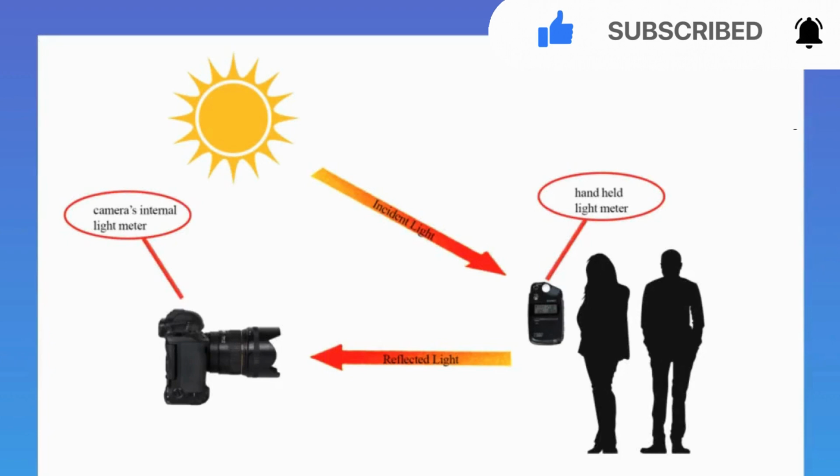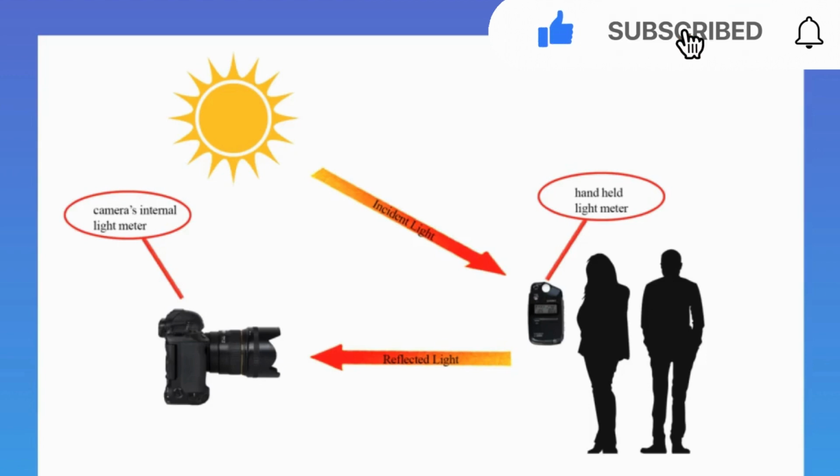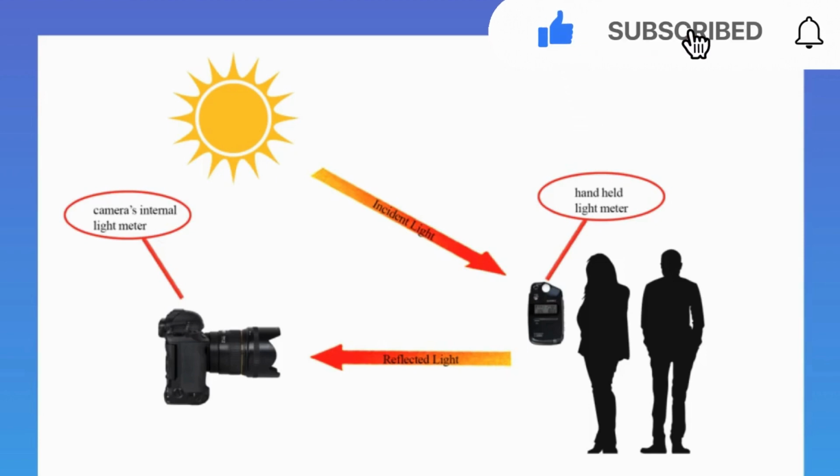For example, if your subject is wearing all white, like a bride, then the light reflected back to the camera is going to be quite strong and can yield an incorrect exposure. The handheld light meter, however, will measure the light falling onto the bride rather than the light reflecting off of the bride, and the resulting exposure will be much more accurate.